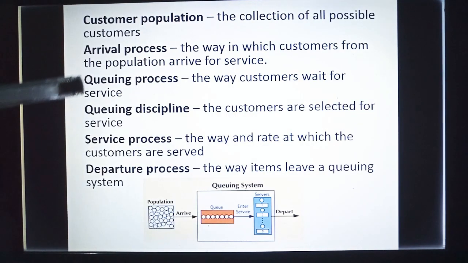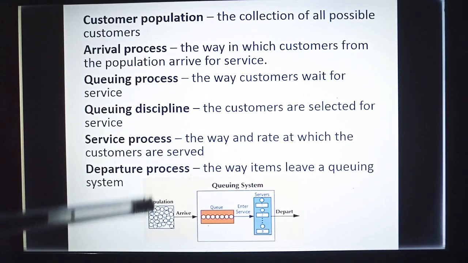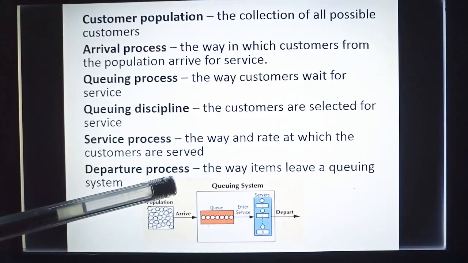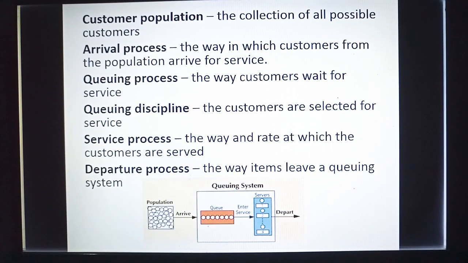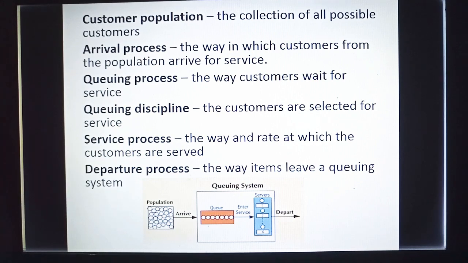We have here the different terms in a queuing system. First, the customer population: the collection of all possible customers, so we call it customer population. These are individuals. Then the arrival process: the way in which customers from the population arrive for service. Then the queuing process: the way customers wait for service, so they are in queue, they form a line. Then queuing discipline: how the customers are selected for service. Service process: the way and rate at which the customers are served. And then departure process: the way items leave a queuing system.